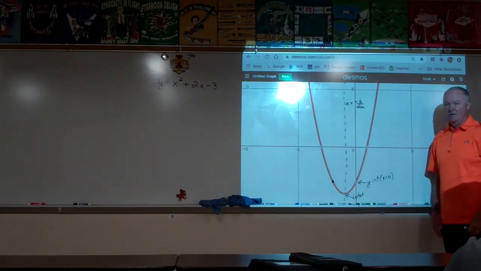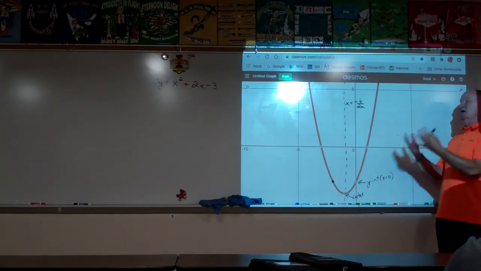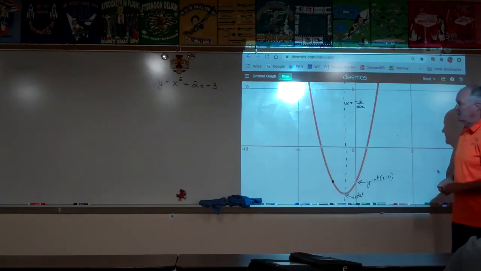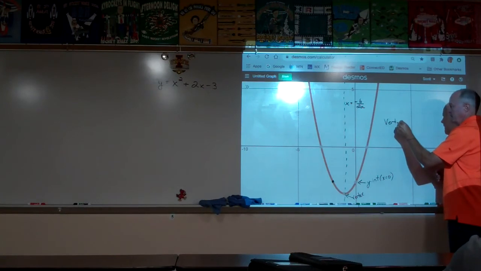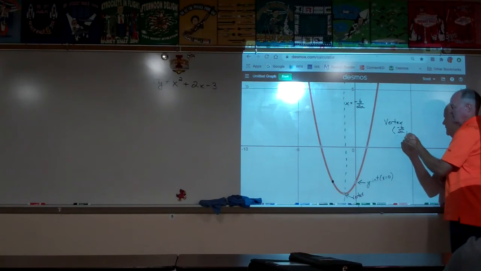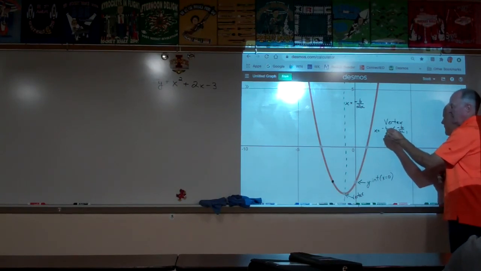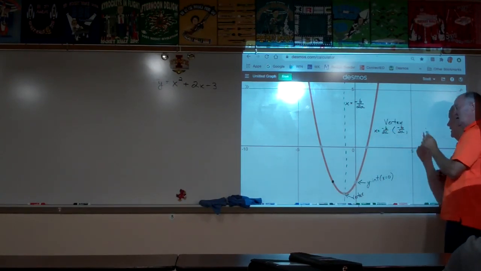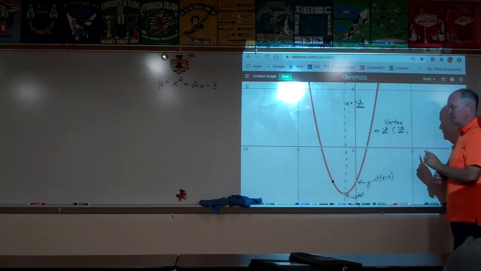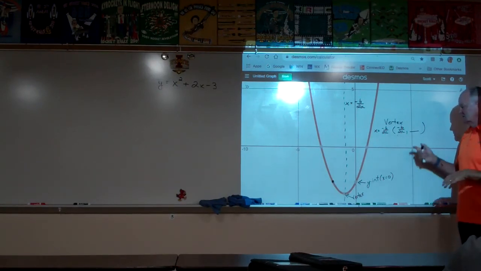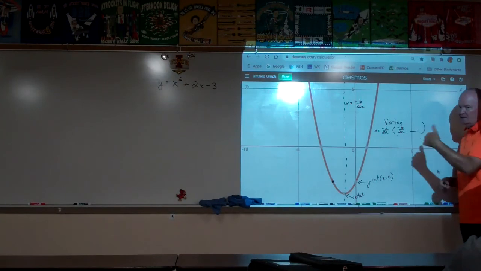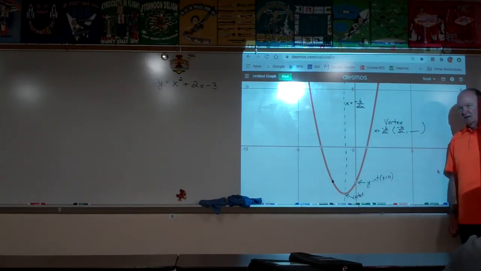The vertex, on the other hand, we're going to have to plug a number in. The number we plug in to find the vertex is the opposite of b over 2a. You're going to pick x to be whatever that number is, and then plug it into the original equation and figure out what the y value is. And that'll give you that location. So in a way, we're finding 2 points and a line, and we're going to connect our dots.